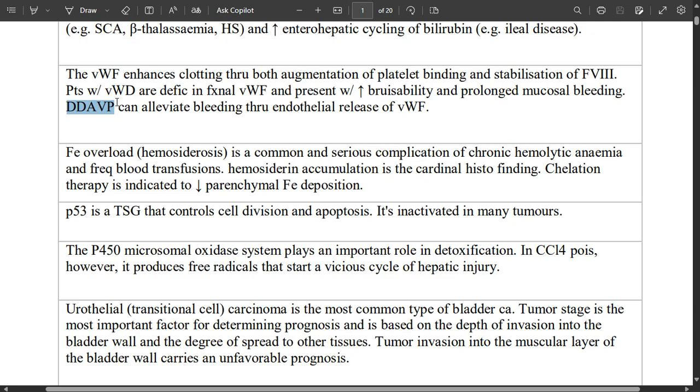How? Desmopressin causes the release of endothelial von Willebrand factor, and the functional von Willebrand factor decreases the bleeding. So if there is von Willebrand disease, then DDAVP, which is desmopressin, can decrease the bleeding.